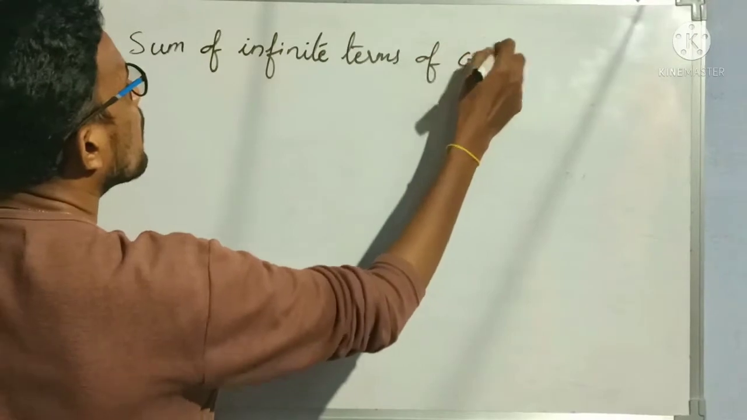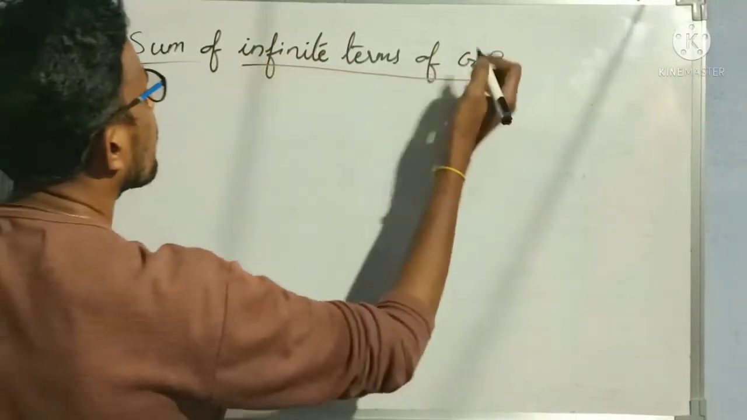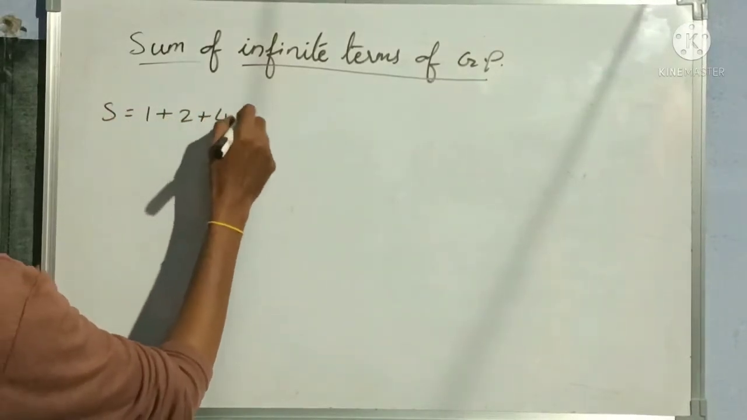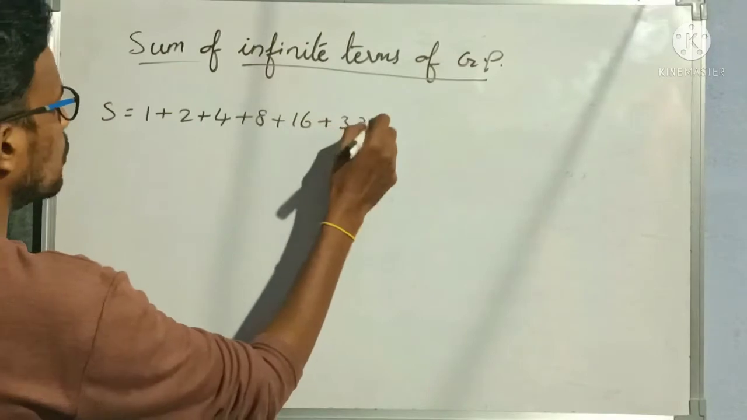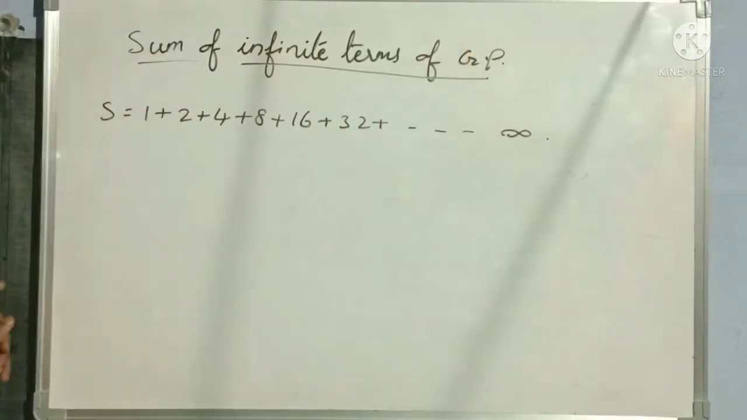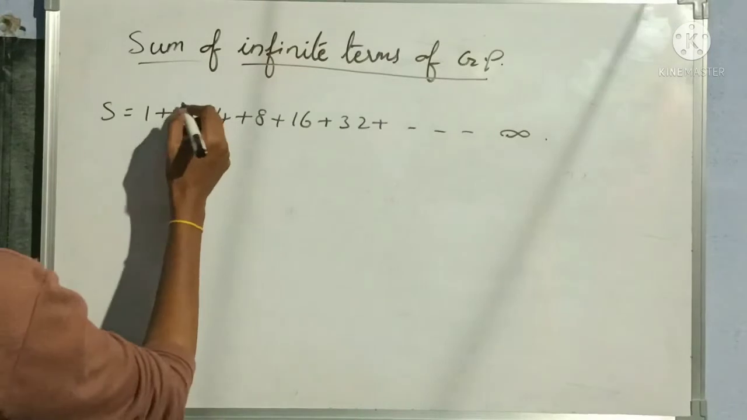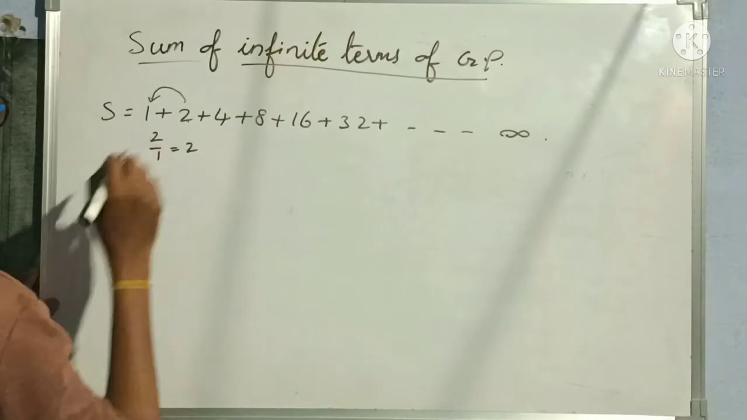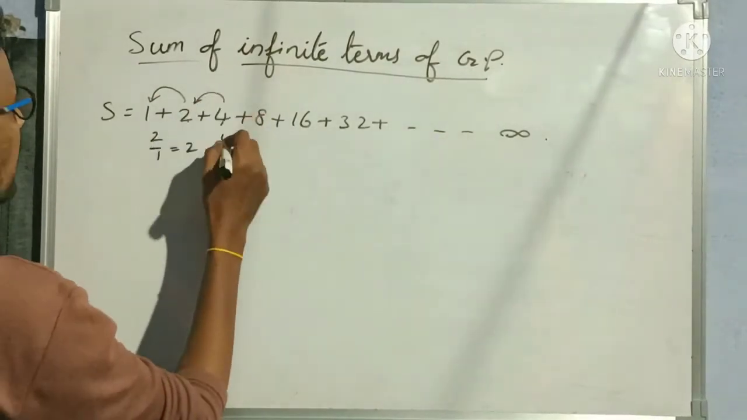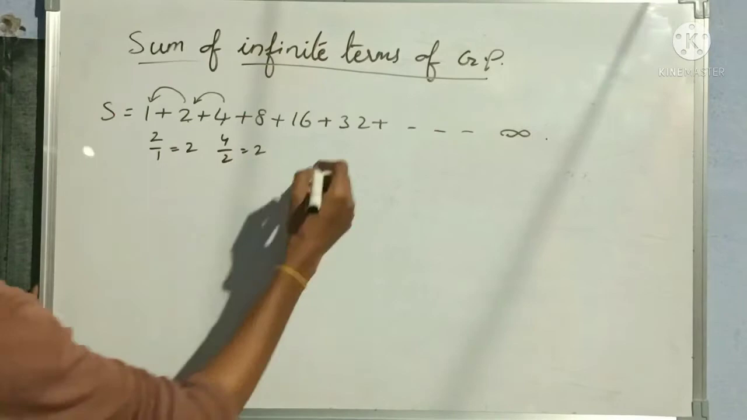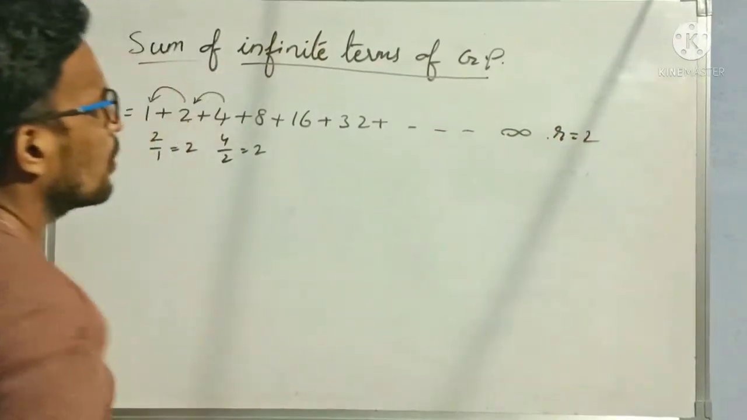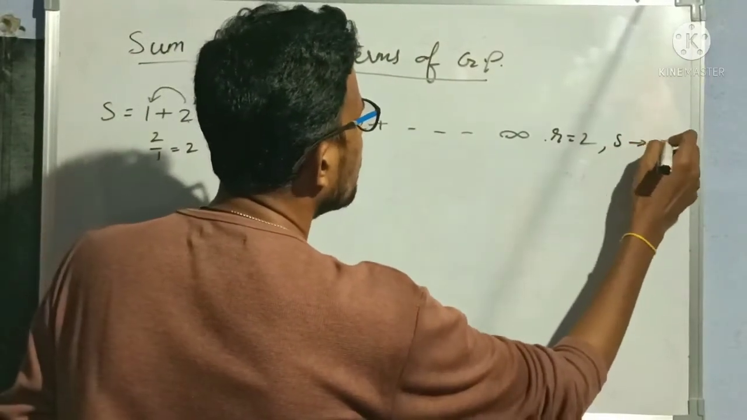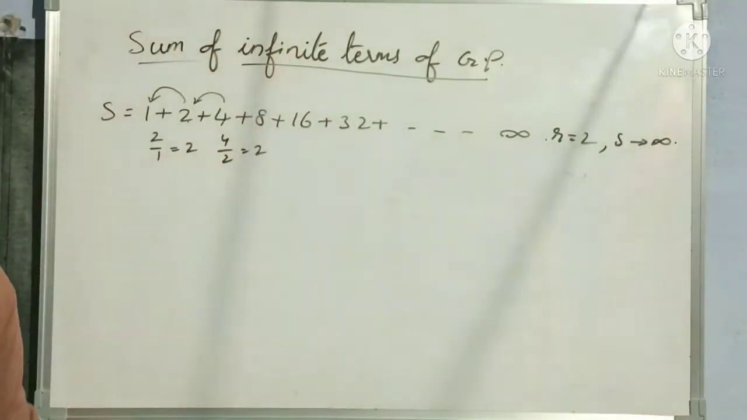Okay? So, first, let us take S is equal to 1 plus 2 plus 4 plus 8 plus 16 plus 32 and so on to infinity. Okay? What is the value of r here? r is nothing but term 2 divided by term 1, that is 2 by 1 is equal to 2. In the same way, 4 by 2 is also 2, right? So our common ratio r value is how much? 2. Okay? So when our common ratio is 2, then this sum becomes infinity. Understood?